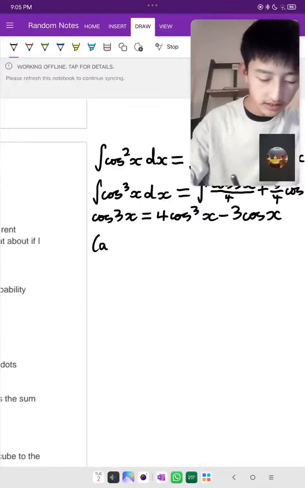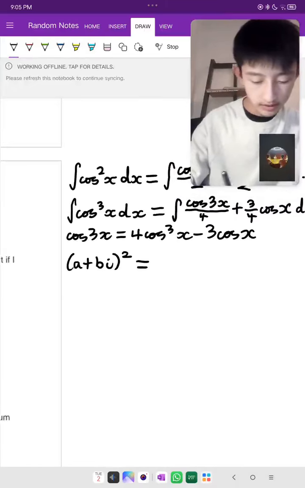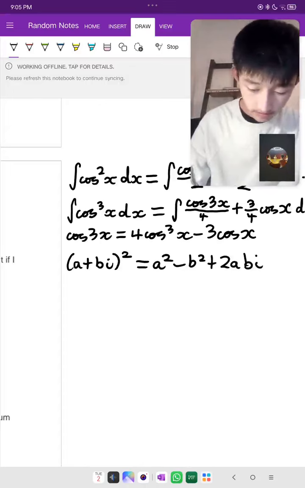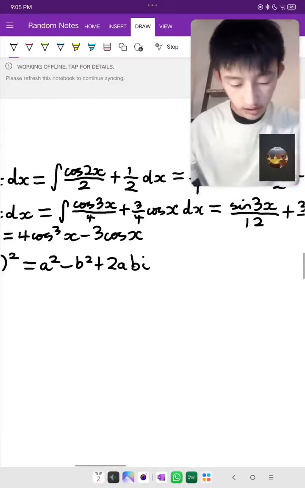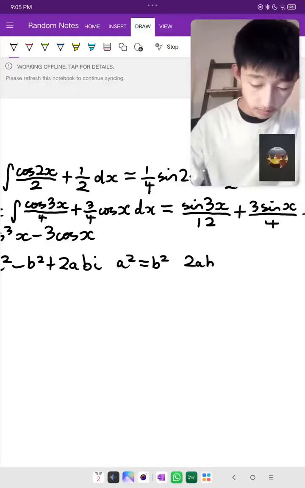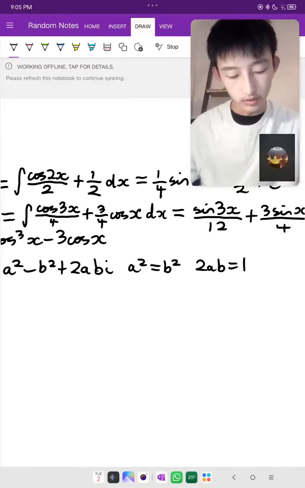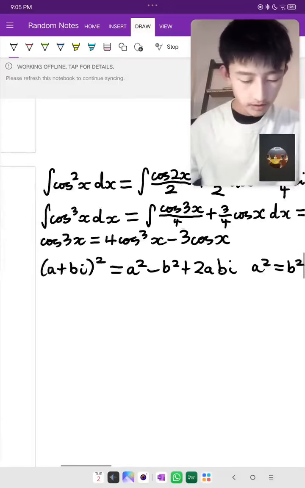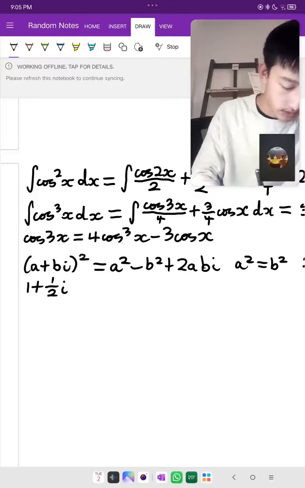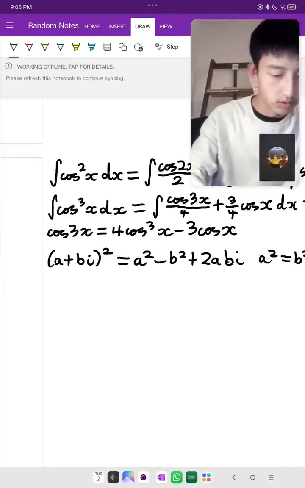So if I consider a plus bi as the square root of i and square it, then I'll get a squared minus b squared plus 2abi, which means for this to equal i I need a squared equal to b squared and 2ab equal to 1. So I could take, for example, a equals 1 and b equals a half. So one of the square roots is going to be 1 plus a half i. Wait, no, a and b need to be equal, or a is minus b.